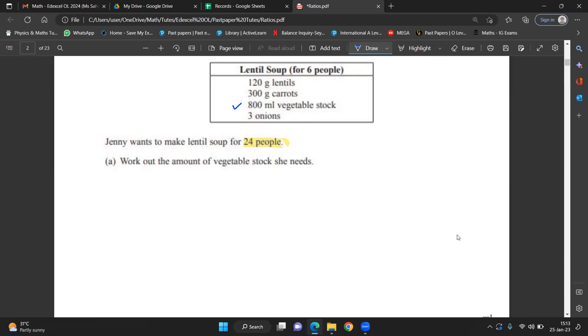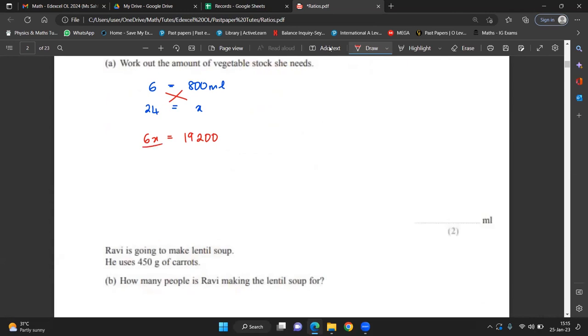We know this ingredient list is given for how many people? 6. We will say if 6 is equal to 800 milliliters, 24 will be equal to x. Do you understand how to formulate it? Yeah? Right. After that, we will do cross multiplication. When I do cross multiplication, 6x equals what's 24 into 800? 19,200. Write it down. Find x for me. Okay, so what is x, guys? 3,200. Any questions regarding this? No?